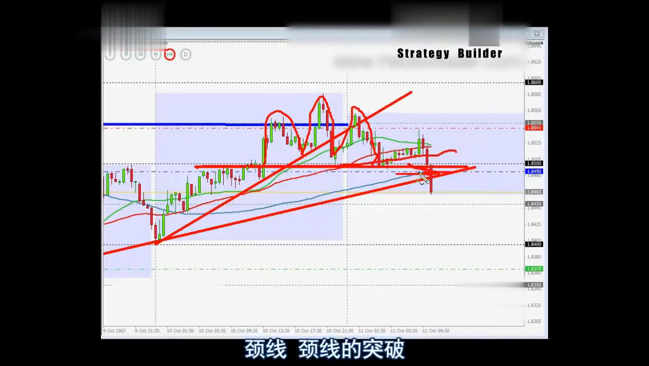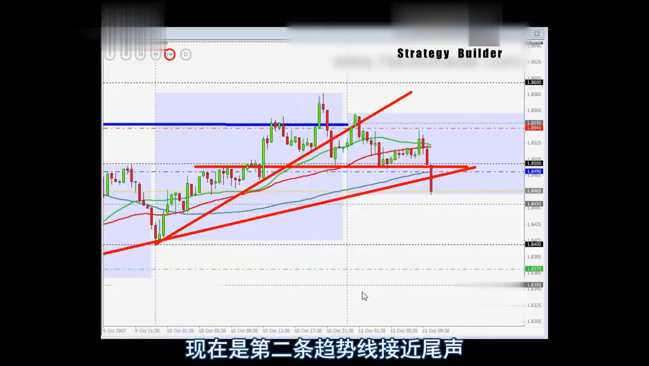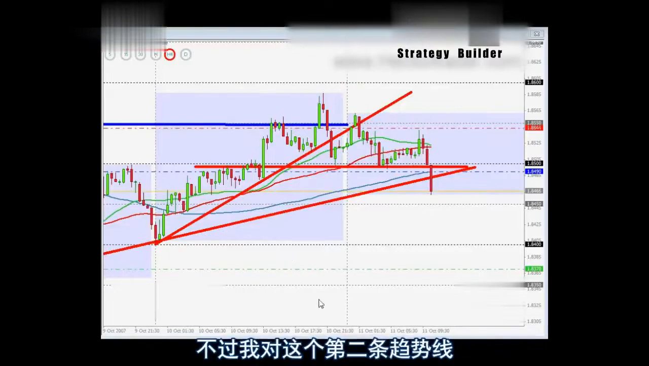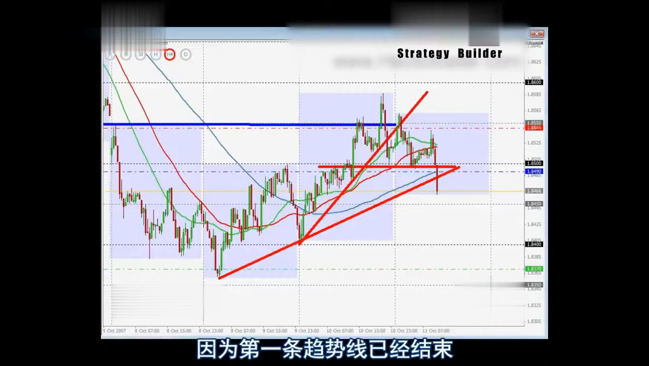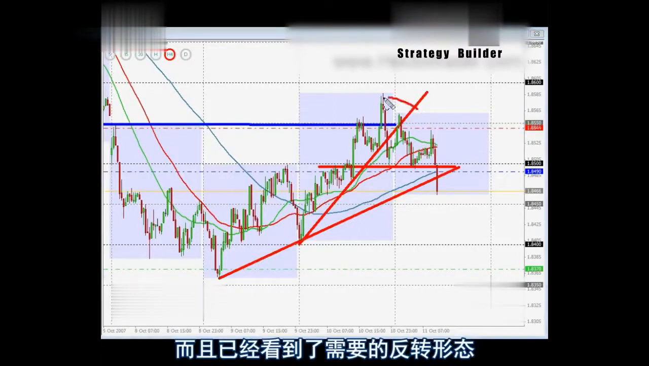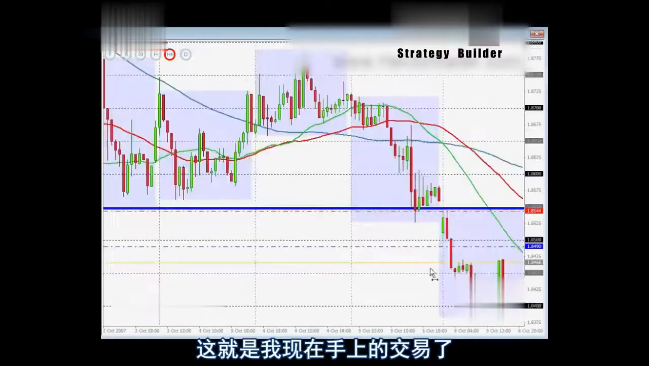neckline, breakout of the neckline, breakout of the first trend line, and we are now just breaking the second trend line. But nonetheless, I didn't pay too much attention to the last trend line, because we had already broken the first trend line, and we had already gotten the reversal formation I was seeking. So I basically entered short as the neckline gave way, and that's the trade I am in right now.